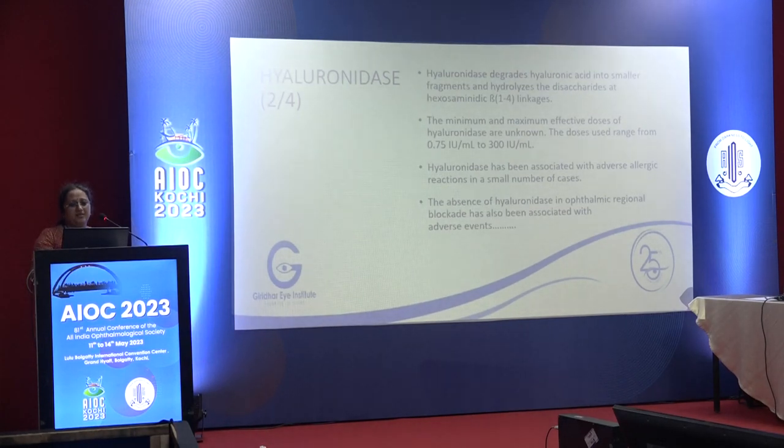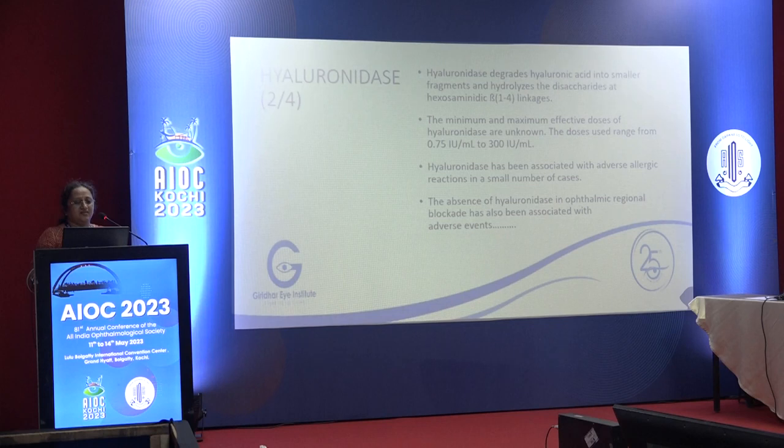Now hyaluronidase degrades the hyaluronic acid into smaller fragments and hydrolyzes the disaccharides at hexosaminidic beta 1 to 4 linkages. That is a bit of science. And that is how these connective tissue borders are broken down and the drug enters. And the maximum and minimum effective doses are not really known. The dose can range from 0.75 international units per ml to 300 international units per ml.